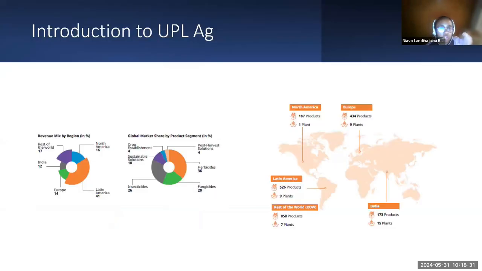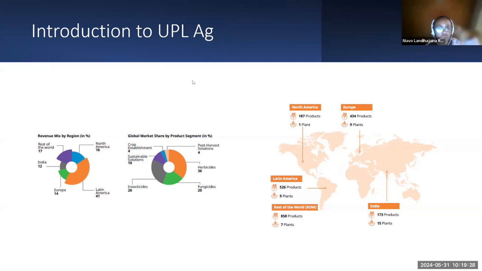We can move. So we can see here its main revenue per region. The most important is Latin America, then North America, Europe, and India. And in the global market, it focuses mainly on herbicides, then insecticides, fungicides, sustainable solutions, and crop establishment. For the countries of implementation, you can see in the picture that the most important is in Latin America, where it has the major implementation.